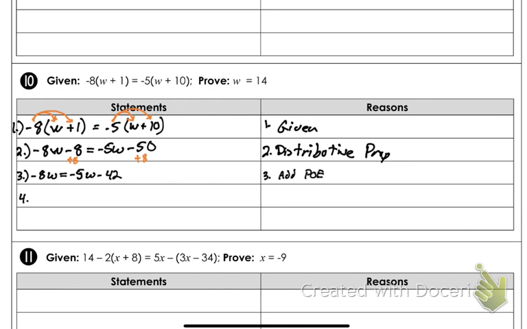My step 4 is to get the w's all on one side, so that probably means I'm going to add 5w to both sides. That's going to give me -8 plus 5 turns into a -3w equals a -42. That last step is going to be, what did I say, addition property of equality again. My final step should be dividing by a -3.